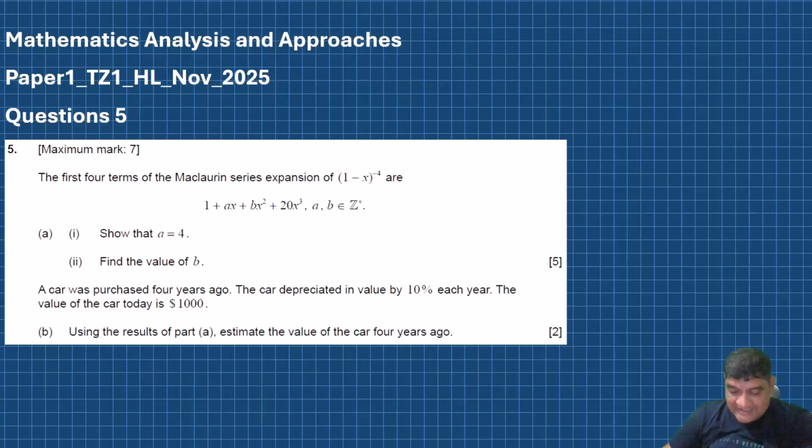Mathematics, Analysis and Approaches, Paper 1, Timezone 1, HL, November 2025, question number 5. The question talks about an expansion of (1 minus x) to the power of minus 4. It tells you the Maclaurin series expansion of that is so and so, and then you have to find a value for a and b. Using that, it is also asking you to find the initial cost when the cost of a car was depreciated to $1,000.